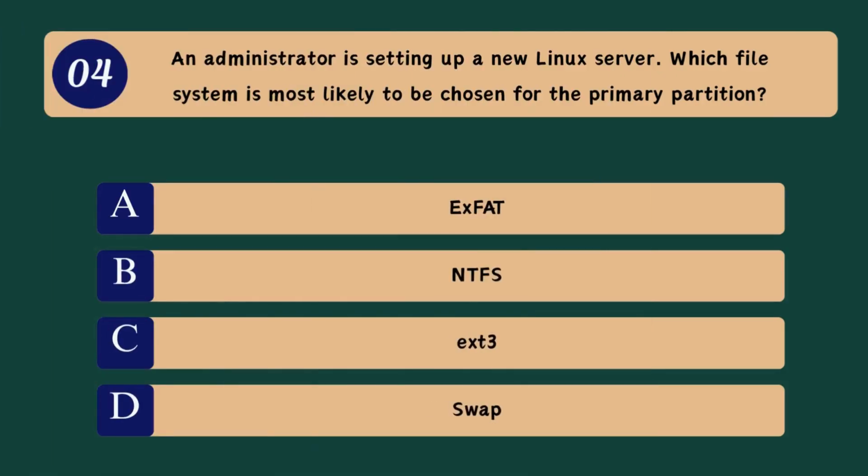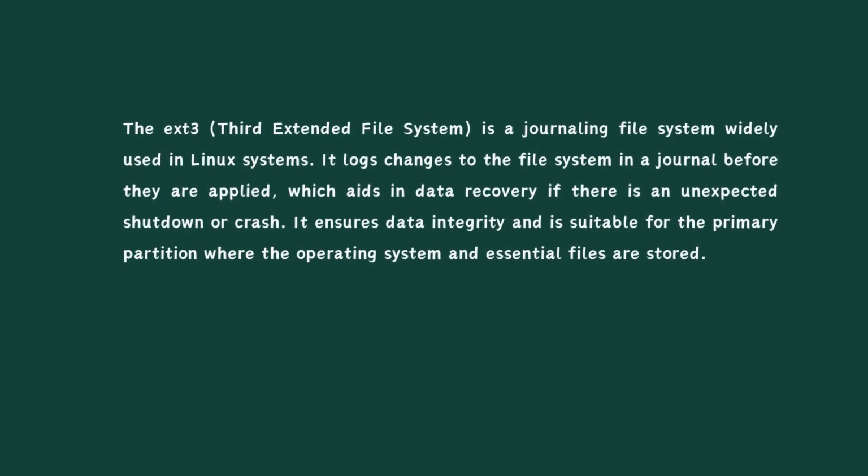Question 4. An administrator is setting up a new Linux server. Which file system is most likely to be chosen for the primary partition? A. exFAT. B. NTFS. C. ext3. D. swap. Correct answer. C. ext3. The ext3, Third Extended File System, is a journaling file system widely used in Linux systems.